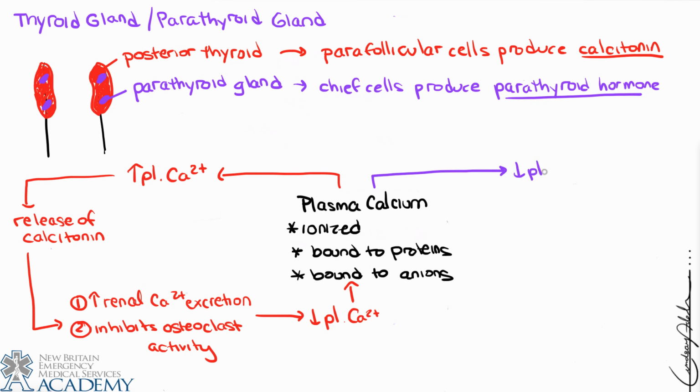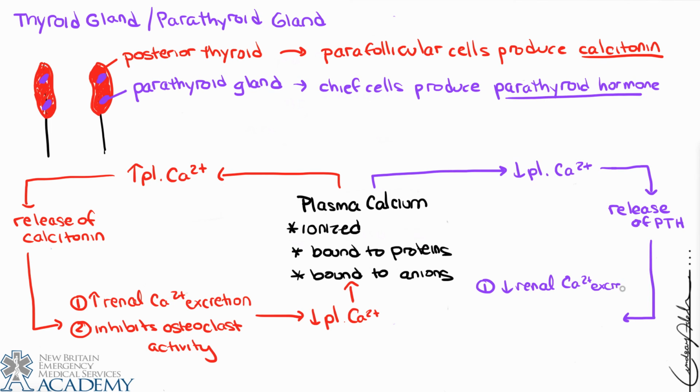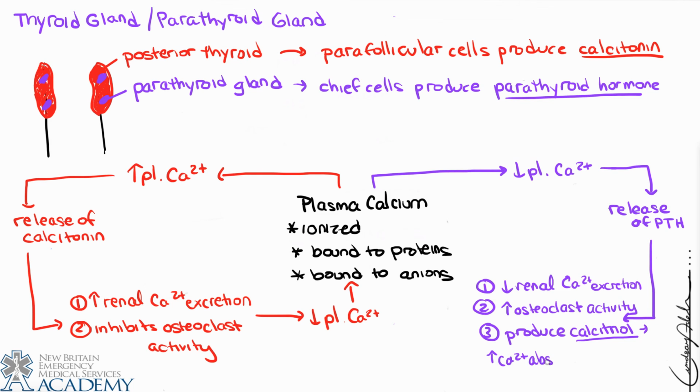Conversely, if the plasma calcium were to decrease, the calcium sensing cells in the parathyroid gland will recognize that there is not enough calcium in the vicinity, and so we get release of parathyroid hormone, which leads to three things. One is a decrease in renal calcium excretion, so opposite of what happens with calcitonin. Also an increase in osteoclast activity, so more breaking down of bone to release calcium into the blood. And lastly, an additional function is to produce another hormone called calcitriol. And calcitriol is responsible for increased calcium absorption in the GI tract, so we can get more calcium if we need to. All these things will lead to a rise in plasma calcium back to normal.